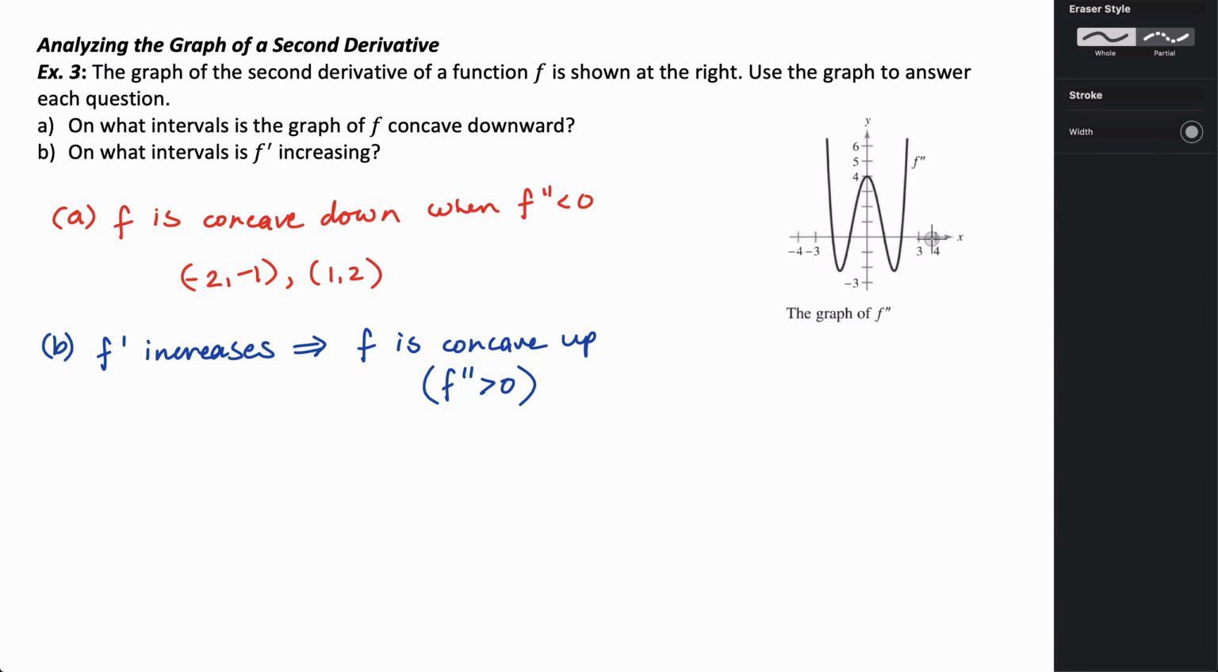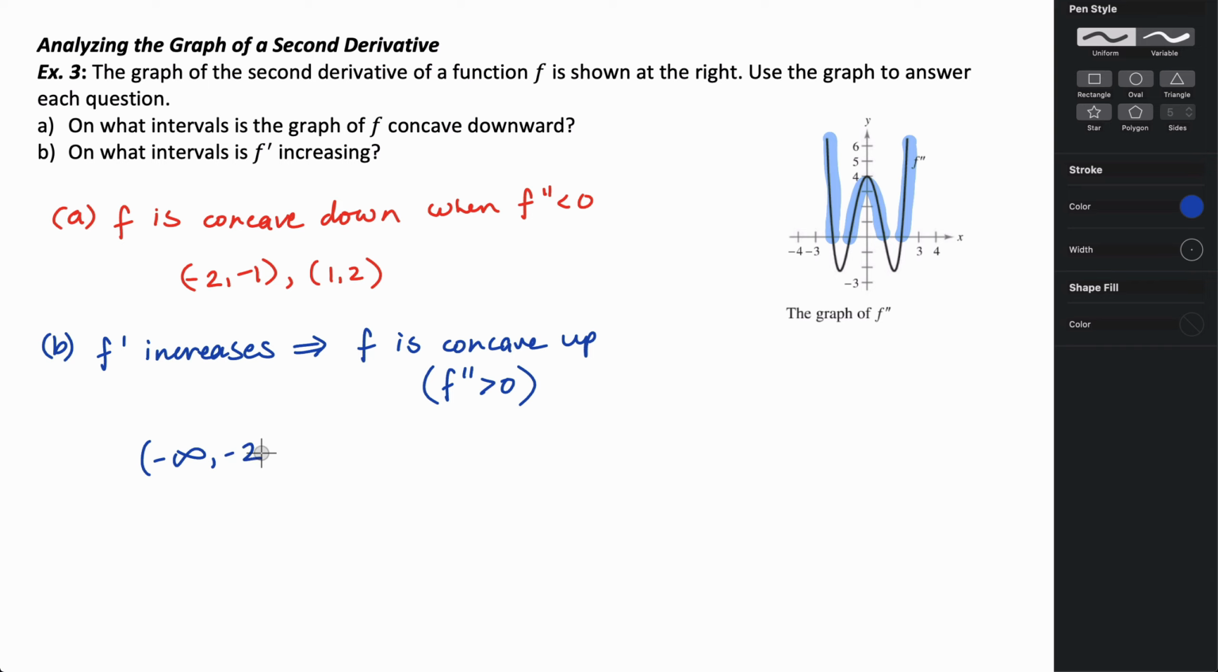So the second derivative is positive in these regions here. So here and this part here, and then that part there. So that's for all values of x that are less than -2, so from -infinity to -2. In between -2 and 2, so from -2 to 2. And then for values of x that are greater than 2, so from 2 to infinity. So those are the intervals where the function is increasing.